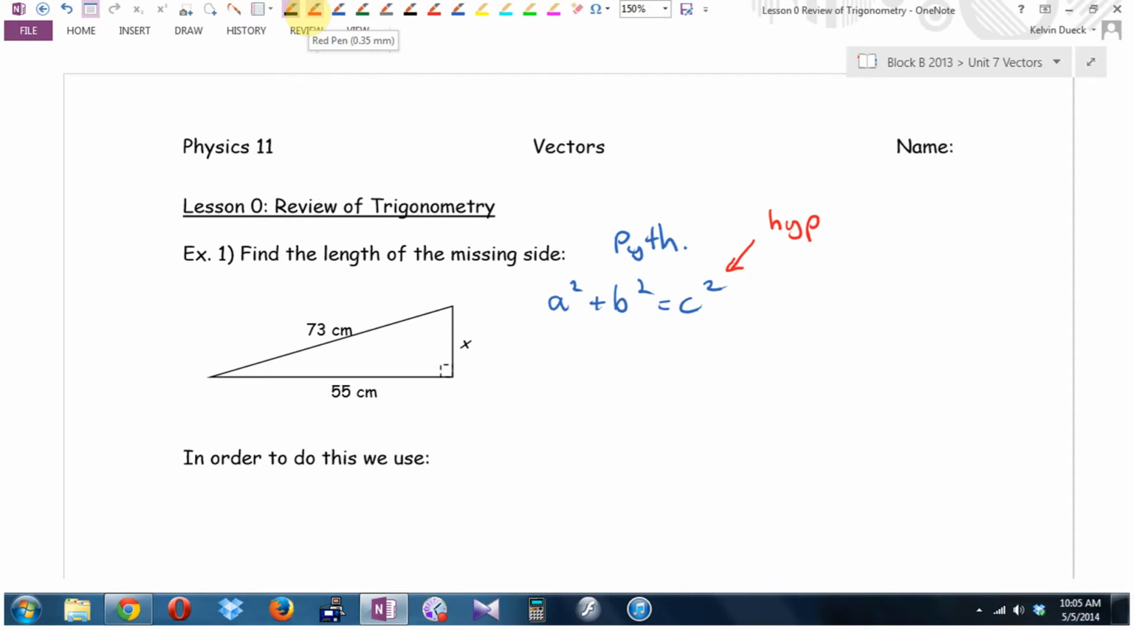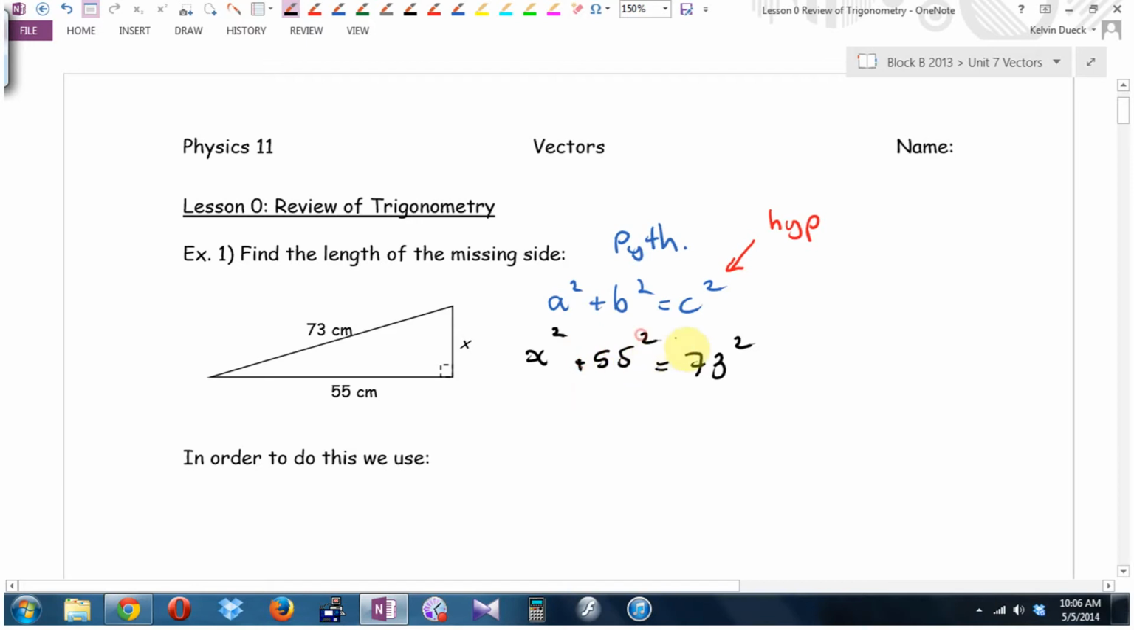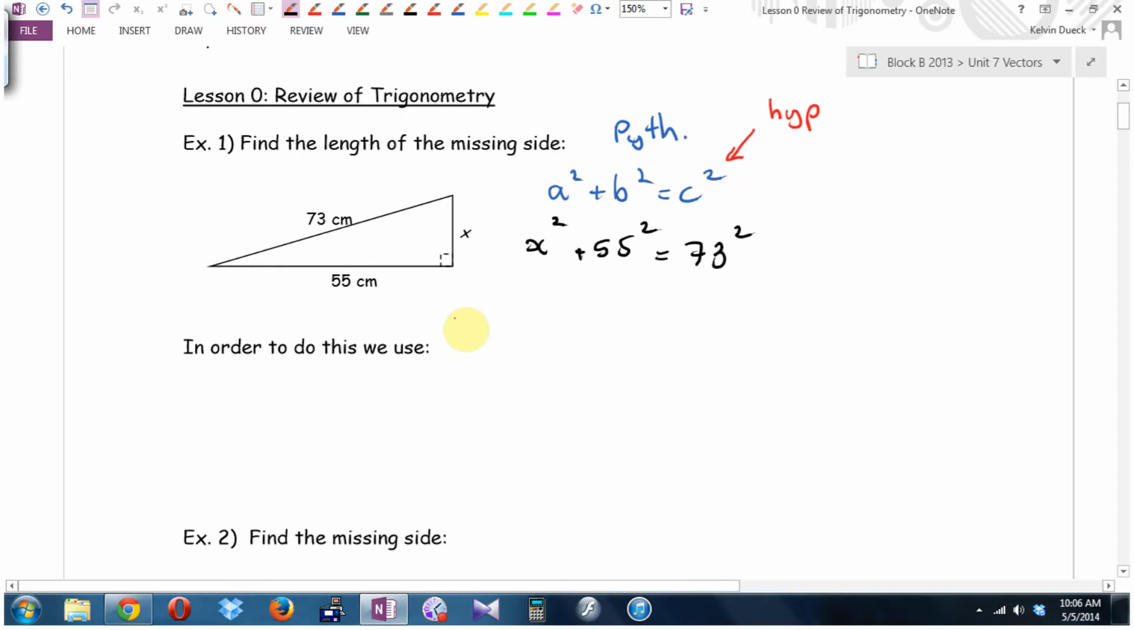Really? No, not plus 73 squared. Where does the 73, is that the hypotenuse, Mark? Where must it be? It must be by itself. It must be there. It's going to be x squared plus 55 squared equals 73 squared. So I wrote down here, in order to use this, or in order to solve this, we use Pythagoras. Let's put a little pyth there next to what we use. X squared plus 55 squared equals 73 squared.